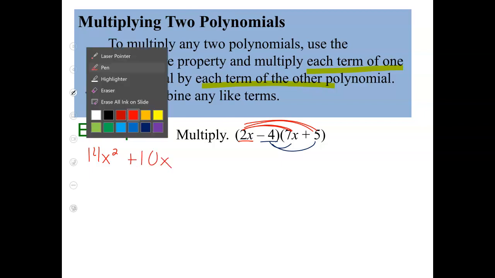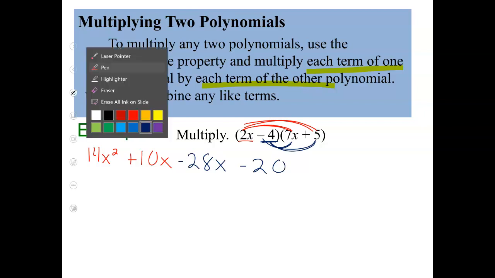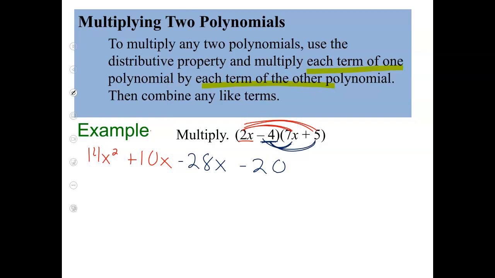Okay? Now let me change back to my blue. Okay, now, so 2x got multiplied by everything. Now I'm switching to the next term. Negative 4 times 7x. Negative 28x. And then negative 4 times 5. Negative 20. Now, since I had to do distributive property with more than one term, now I have to simplify.